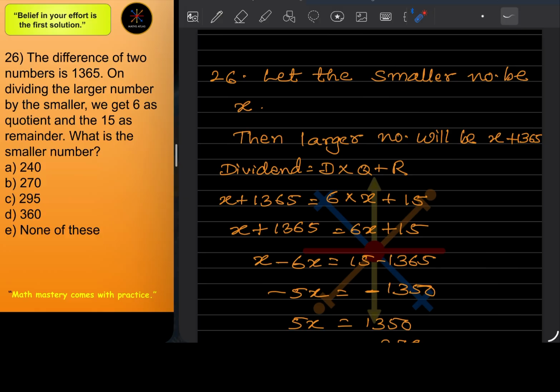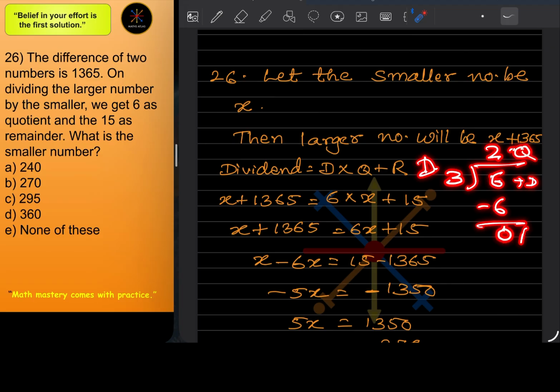So the larger number, because the difference is given as 1365, will be x plus 1365. So you know that dividend is divisor into quotient plus remainder. Suppose we take here 6, so this is the dividend. This is divided by 3, so this is the divisor. 3 twos are 6, so this is 0. So this is going to be the quotient and this is the remainder.